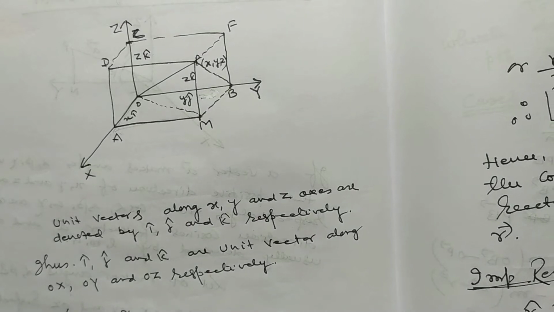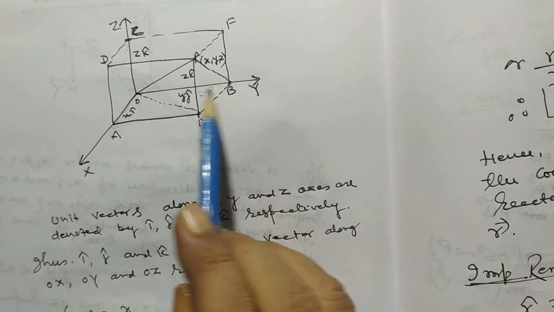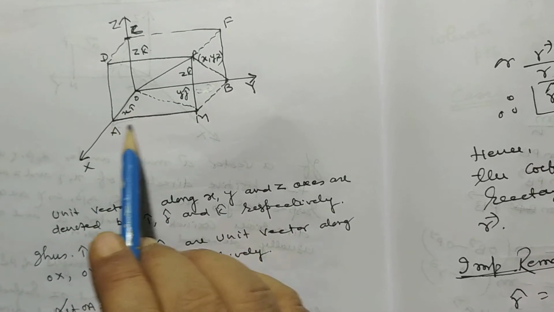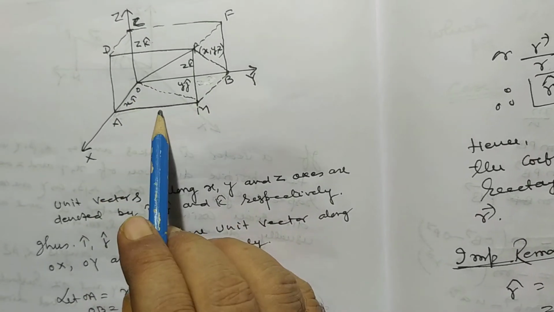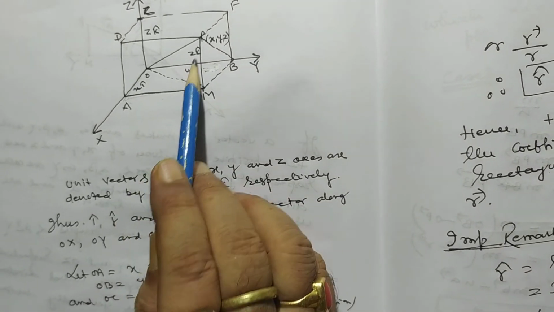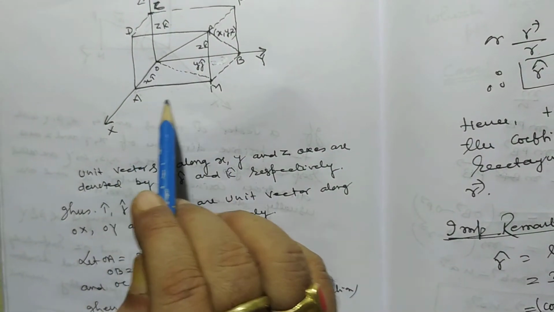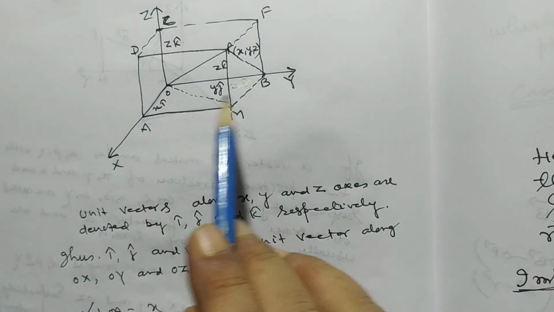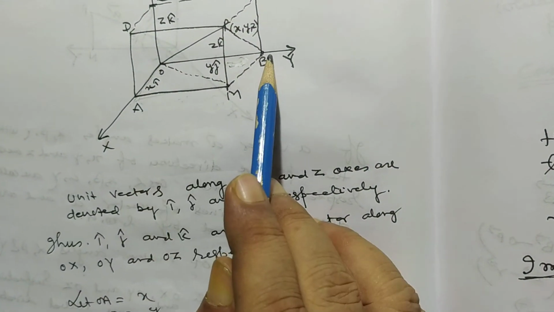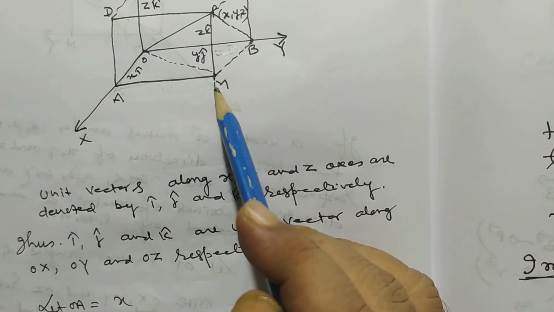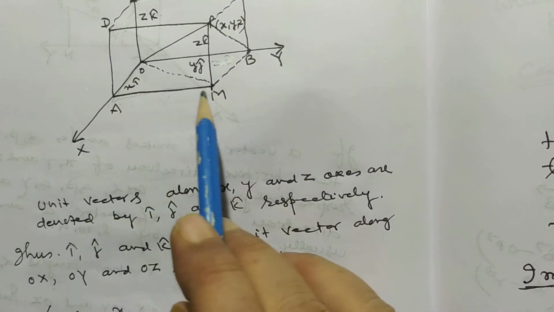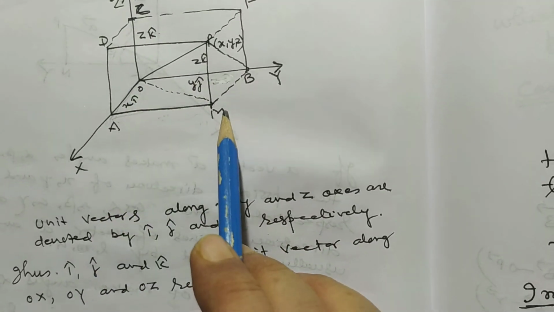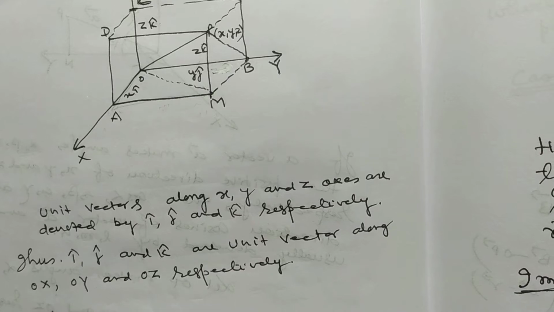OM can be written as OA plus OB. Why? OA plus AB is equal to OM, and AB is equal to OB. That is a parallelepiped. AB is equal to AM is equal to OB. So, OM can be written as OA plus AM, and AM is equal to OB. So, OM is equal to OA plus OB.